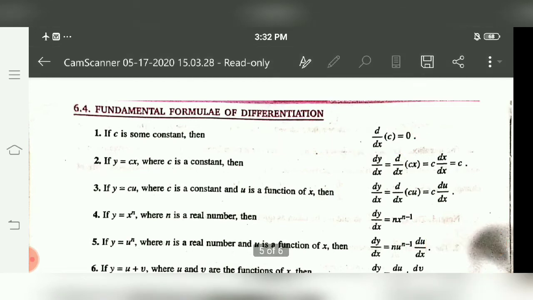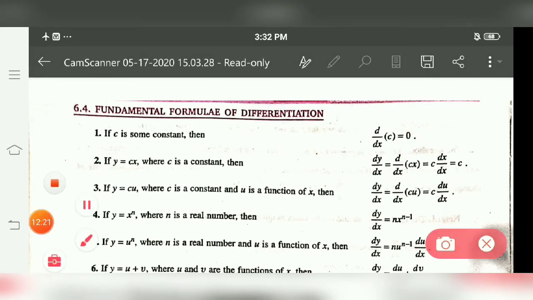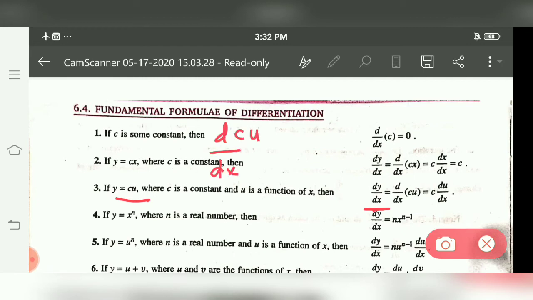If we have y equals cu, and we have to take the derivative with respect to x, what do we get? d by dx, instead of y we write cu. Again, c is a constant so we take it outside, but u is a variable, so keep it inside, because u is a function of x and we don't know the value of u, so we just keep it inside like this. If we know the value of u, we substitute it and after that we solve it.